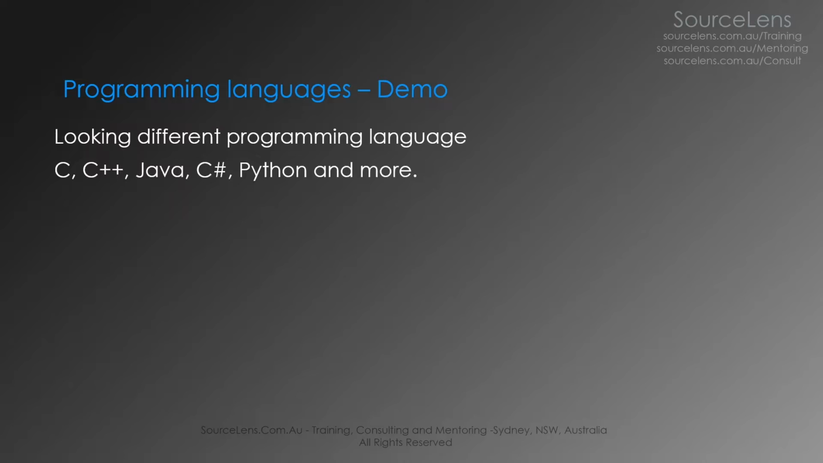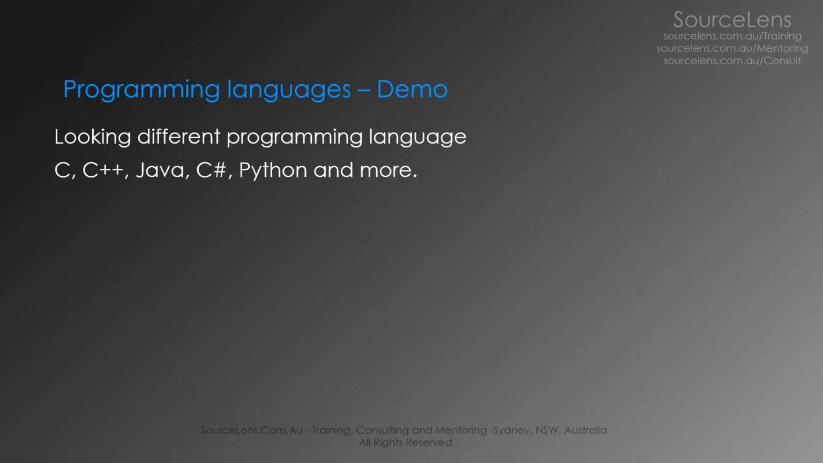So we are continuing to understand what is a programming language. We have seen some theory, and now what we're going to do is look at some programming languages. Not necessarily Python. We are going to look at C, C++, Java, C Sharp, whatever comes into our mind. So without further ado, let's get into the demo.